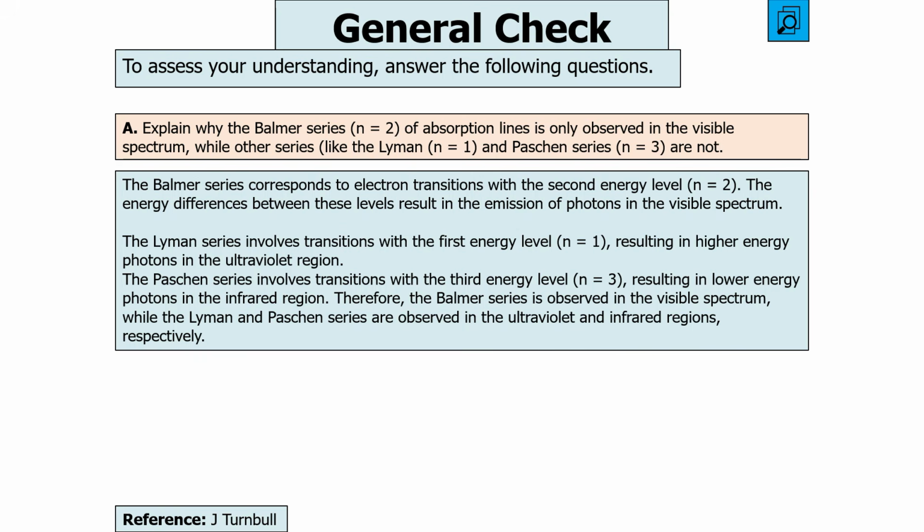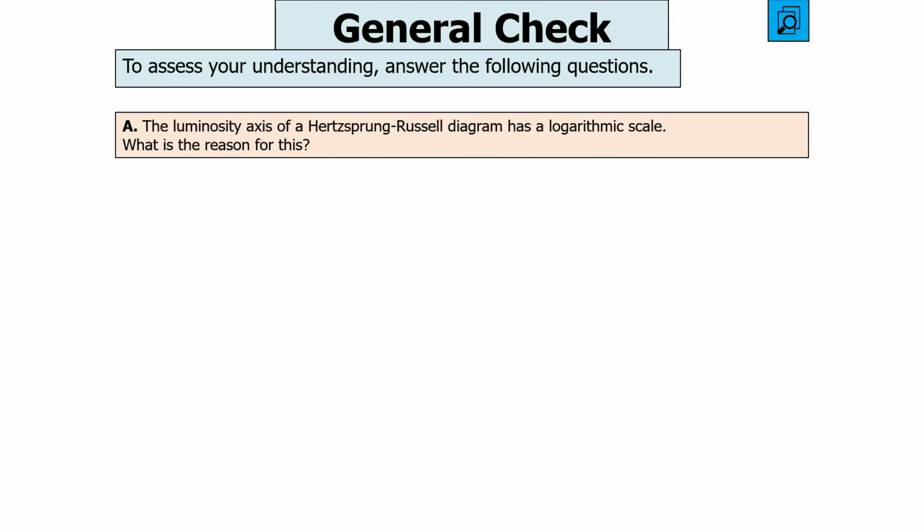The Lyman series involves transitions to the first energy level, n=1, resulting in higher energy photons in the UV. The Paschen series involves transitions to the third energy level, n=3, resulting in lower energy photons in the infrared region. So therefore the Balmer series is observed in the visible spectrum, whilst other series are observed in the non-visible spectrum, the ultraviolet and infrared regions.